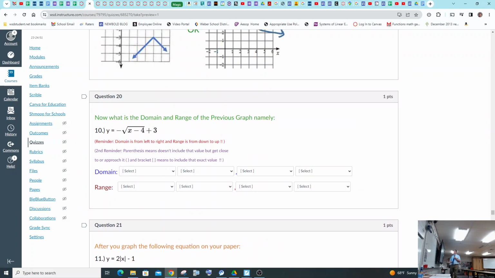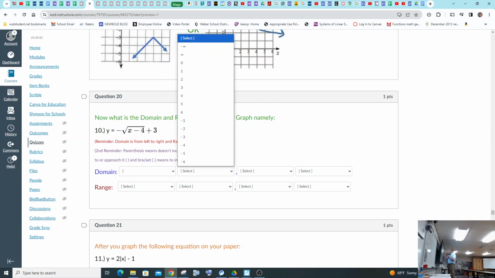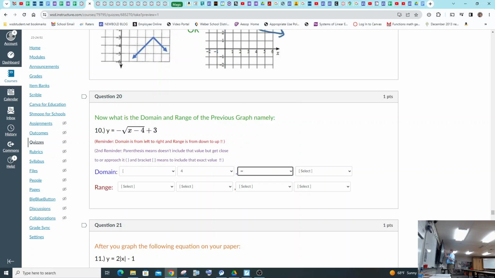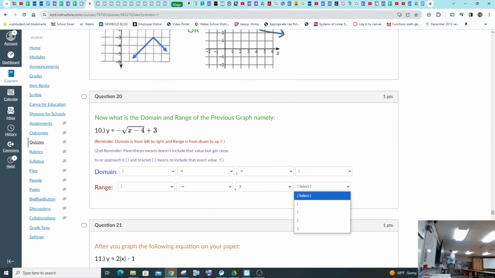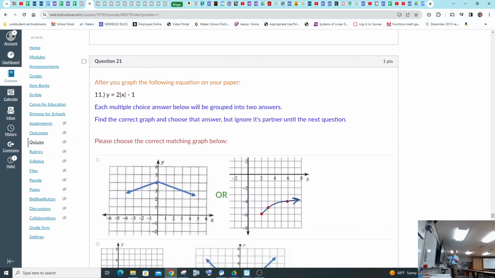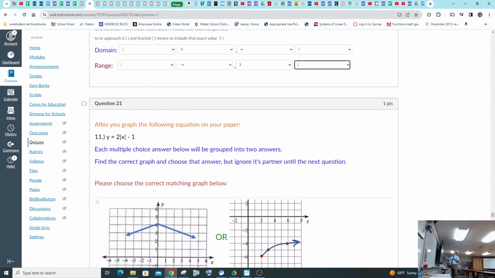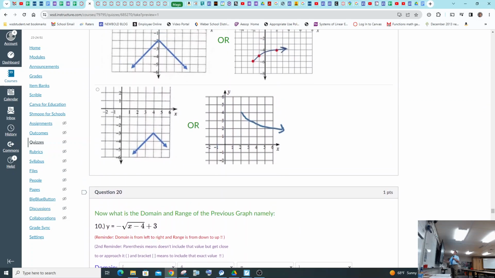So again, what was our domain? Our domain was bracket from 4 to infinity, close parenthesis around the infinity. And then our range was parenthesis negative infinity, going all the way up to the y value 3. Including the 3, put a bracket around it. That was the square root for 10.